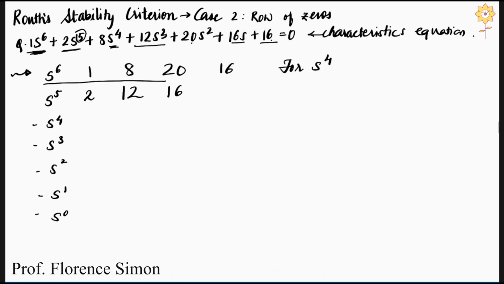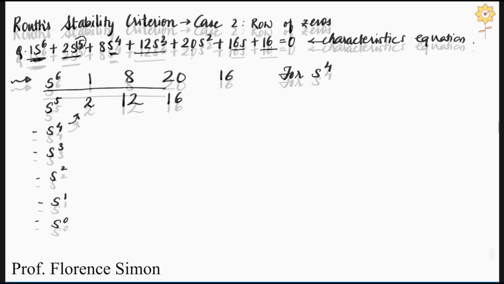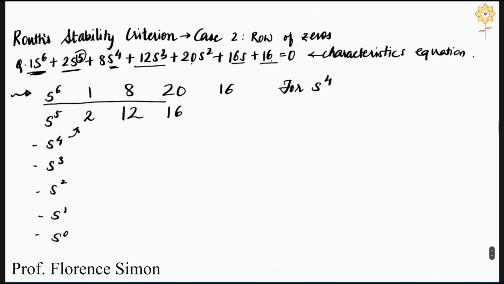So for s raised to 4, how do we start? We will look in the preceding row. So we will be using these two values. These two values will be constant while calculating values of all the positions in this particular row. So this will be common. So 1 and 2 is going to be there.